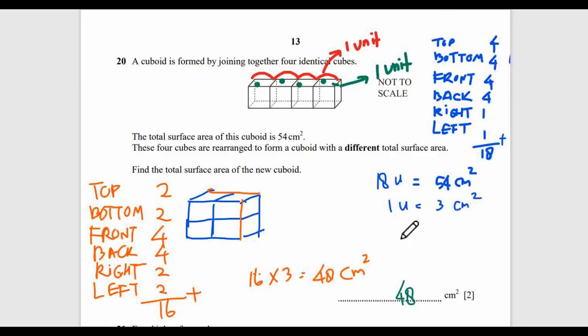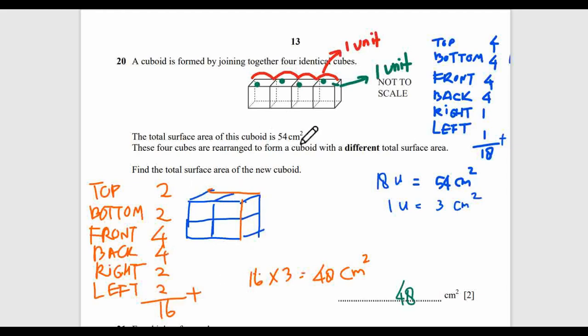And the answer is 48 square centimeters. How do we get that? We arrange this by stacking 2 layers, bottom and top. If we count the 2 layers, the top is 2 unit squares, the bottom is also the same, the front is 4 unit squares, the back is the same, the right is 2 unit squares, and the left is the same. So in total we have 16 unit squares.